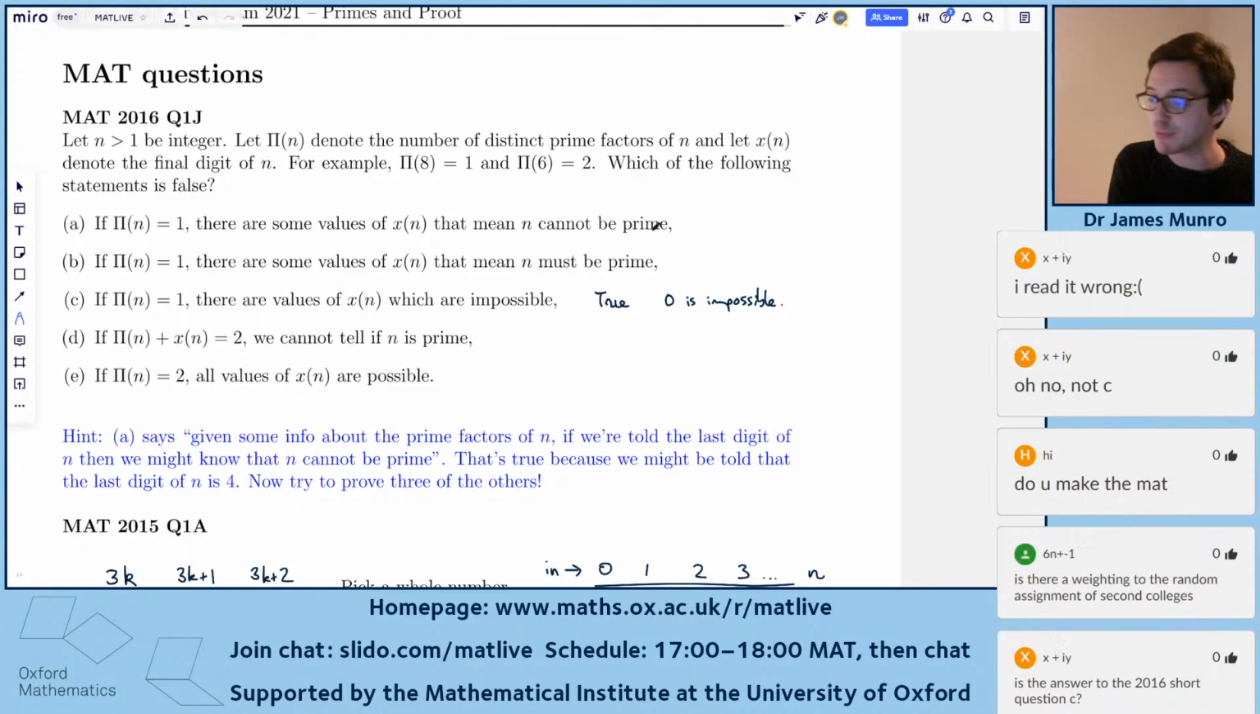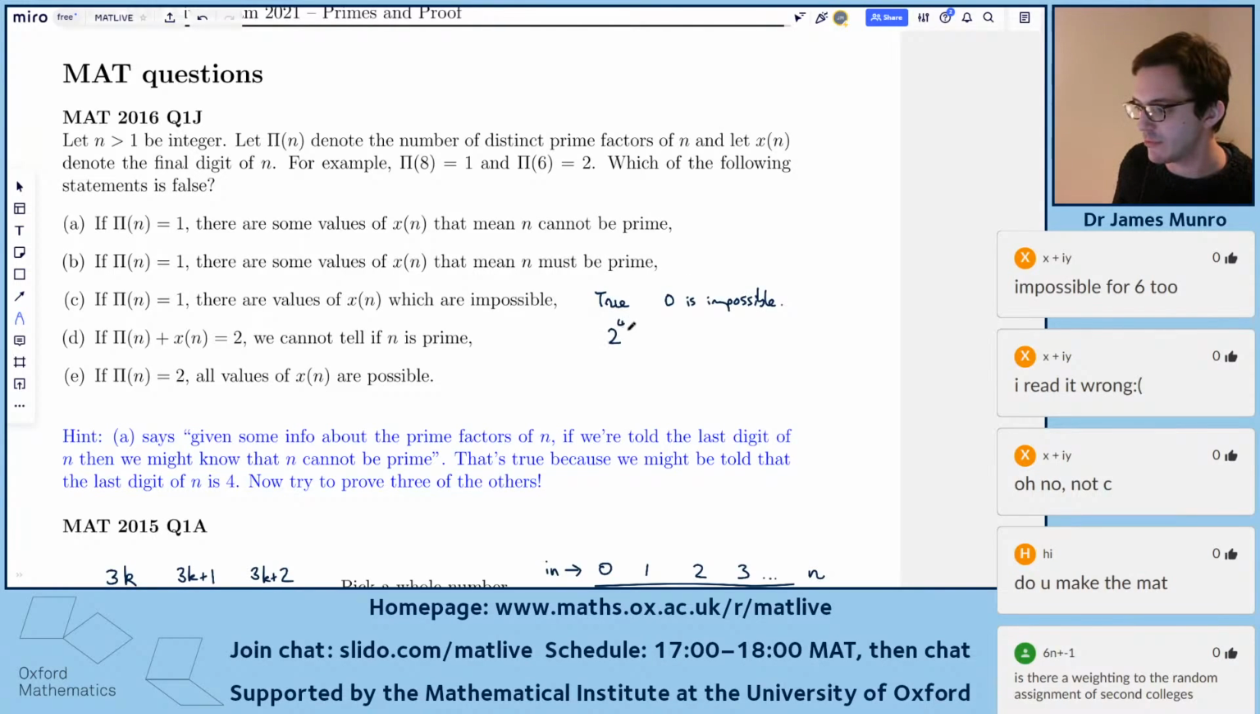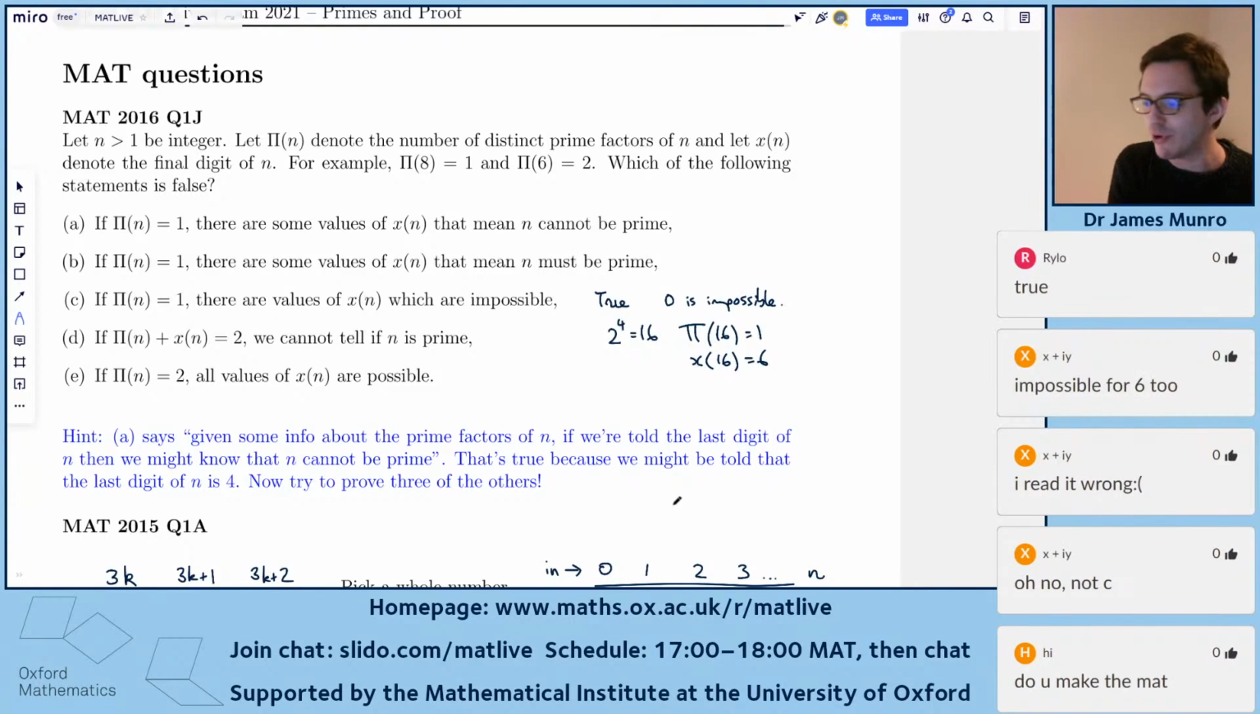Okay. Is it impossible to be 6 as well? No, I think 6 is possible because 2 to the 4 is 16. Pi of 16 is 1. It's got one prime factor. And x of 16 is 6. So 6 is possible. 0 is impossible. Yeah, that was true. Only one value.